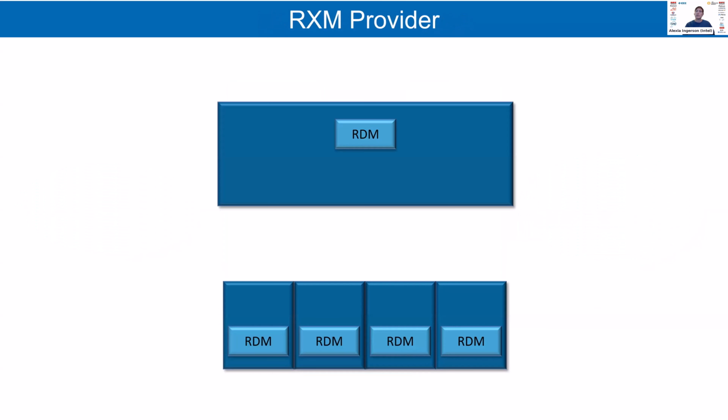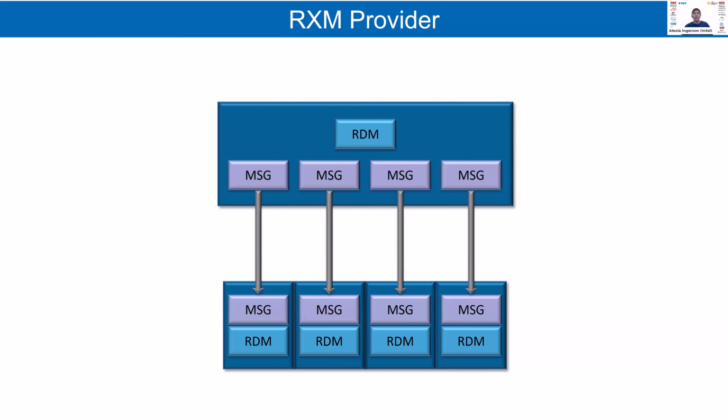So one of these commonly used utility providers is RXM, which I'm going to go over as an example. And RXM stands for RDM over message. So RXM, which is RDM over message. A lot of people don't know that. So it exposes an RDM endpoint for the application, but actually underneath it's using a message endpoint.